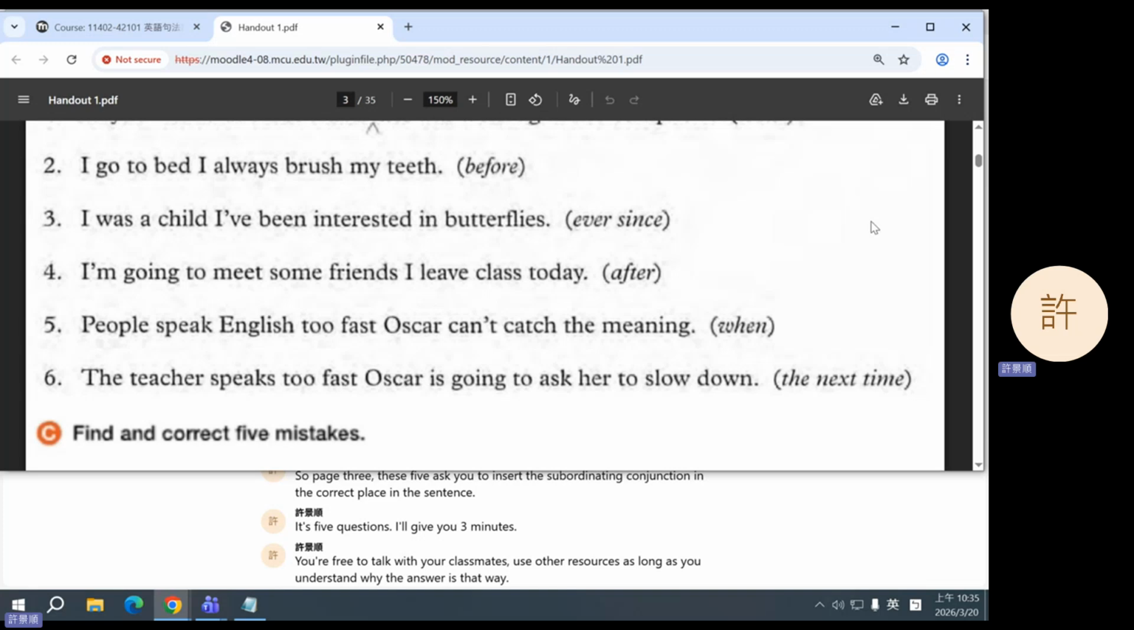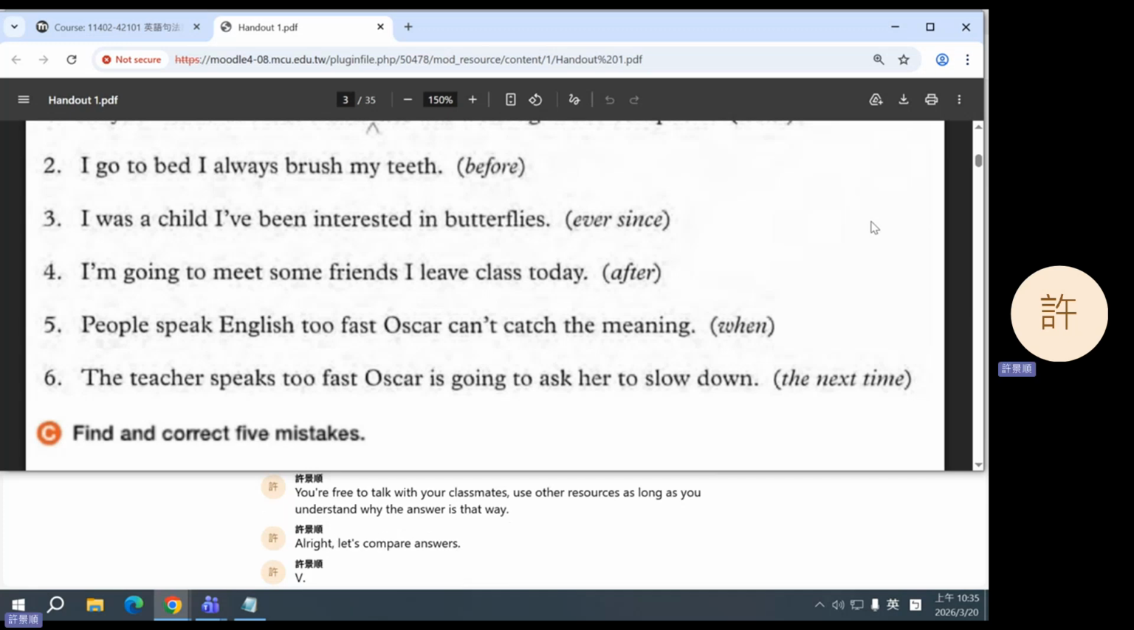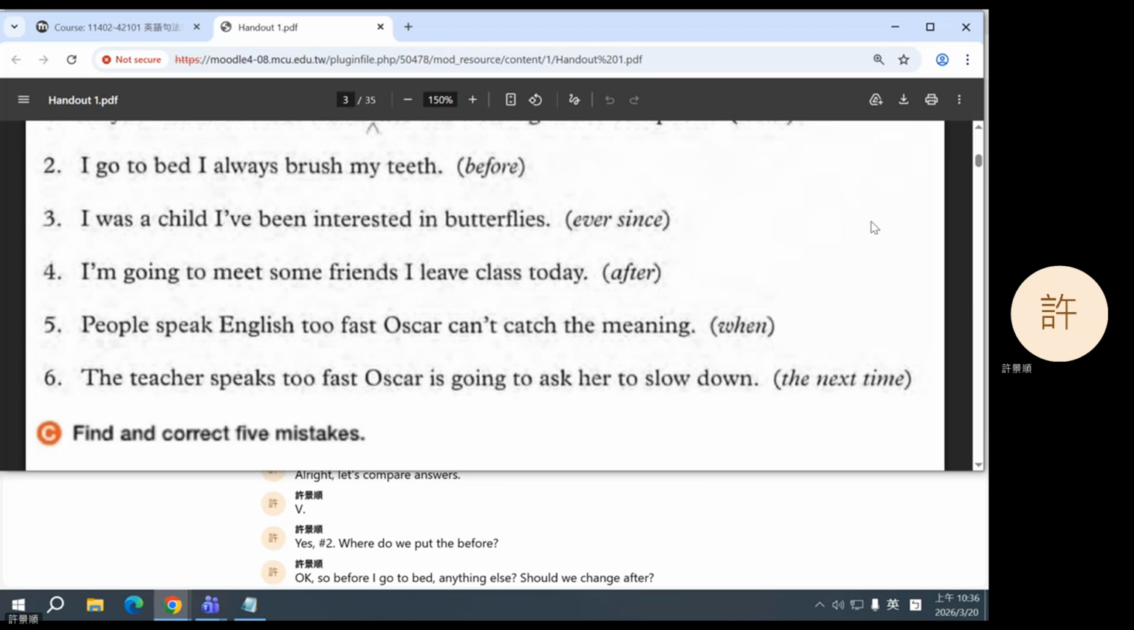All right, let's compare answers. Yes, number 2. Where do we put the before? Okay, so before I go to bed. Anything else should we change? After. Okay, yes. So before I go to bed, comma, I always brush my teeth. Thank you.